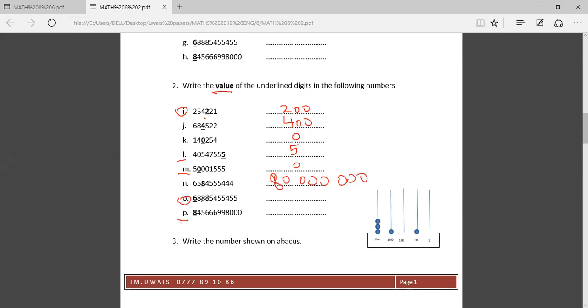Now for the value of the term, 6 upon. Count the number of digits after 6: 1, 2, 3, 4, 5, 6, 7, 8, 9, 10. Then you put 10 zeros. Now this is the value of 6. For the next question, 8 upon 2. Count the number of digits after 8: 1, 2, 3, 4, 5, 6, 7, 8, 9, 10, 11. So you put 11 zeros.